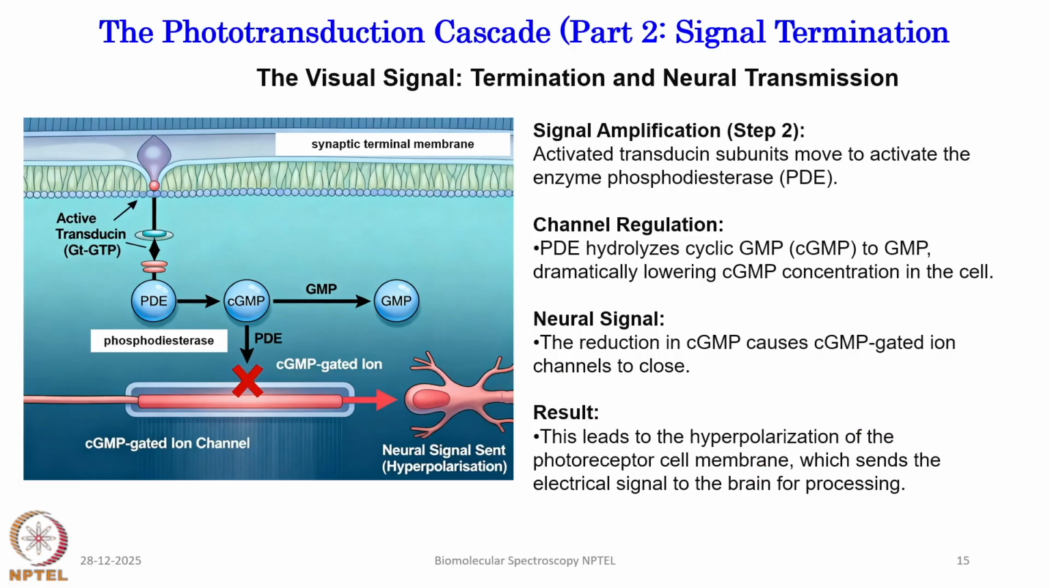Great. So, let us stop here with the understanding of how we can see anything and how the signal is introduced or transduced, and that is amplified and sent to the brain for processing.